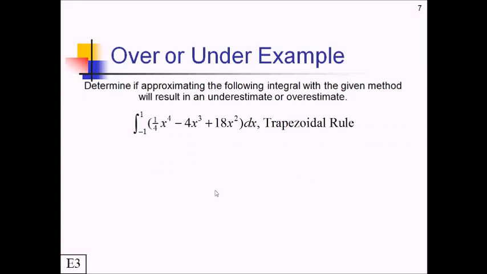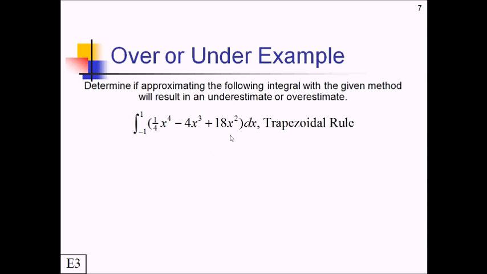Given what we've just talked about, see if you can figure out if approximating this integral with the trapezoidal rule will be an under or overestimate. Pause the video and give it a shot. So with trapezoidal rule again, it's all about the concavity. So first off, we better make sure that this interval has just one concavity. If it does, then we can test a number from the interval to see if it's concave up or down, and that'll tell us if we are over or under.